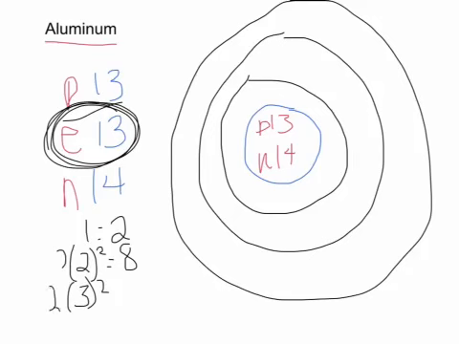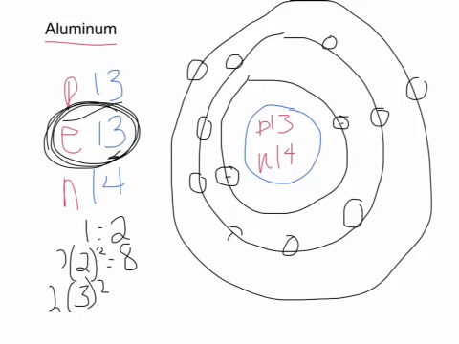So I can go ahead and start, if you want to pause again and try to draw your own, and then come back and check, that'd be a great idea. So you can pause. The first shell is going to have 2 electrons. 1, 2. My second shell is going to have 8. 1, 2, 3, 4, 5, 6, 7, 8. So that brings me up to a total of 10, but I need 3 more. 1, 2, 3 on that outer shell. There's the Bohr model for aluminum.